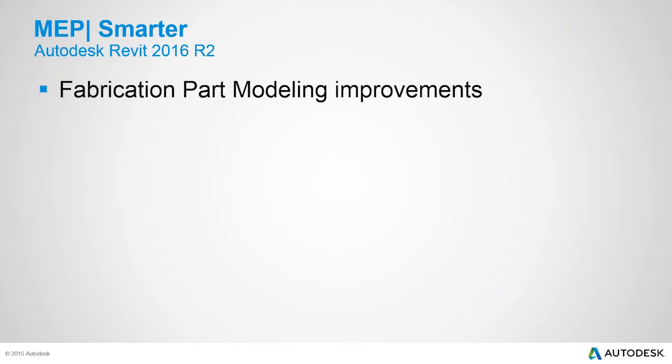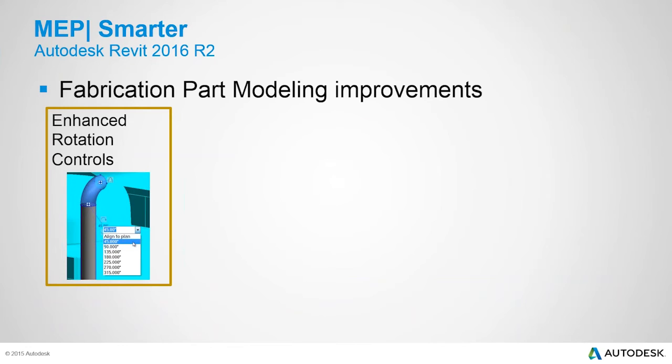Okay, we have some fabrication part modeling improvements. Release 2 features enhancements to fabrication part modeling for both duct and pipe. It also features an improved in-canvas rotation tool for fabricated parts. The enhanced rotation controls enable users to more easily rotate a part on the axis to any desired angle, and you'll benefit here from more control and improved productivity when rotating connected parts around their connected ends.